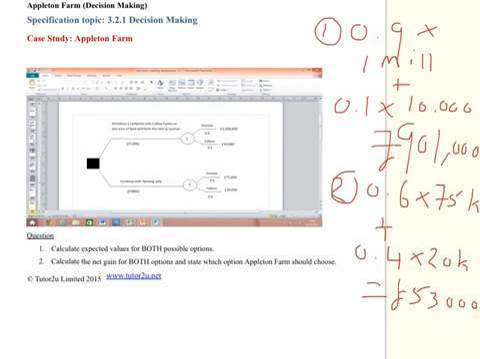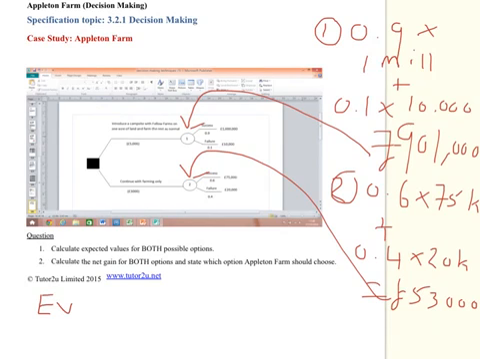So remember, the EVs would be placed above the circle. So the EV figures you would insert above the circle for the first one, and above the circle for the second option. So that's the EVs calculated. However, as we've discussed, this is not the profit figure. So the question asks for the net gain for both options as well. So remember, to work out the net gain, it was just the expected value which we've calculated minus the cost of each potential choice.